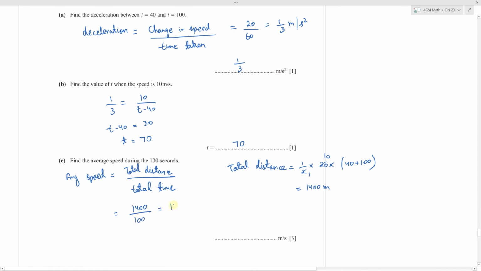So this will be 14 meters per second is my average speed.